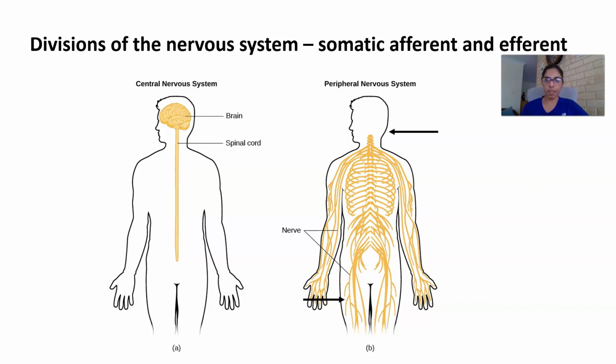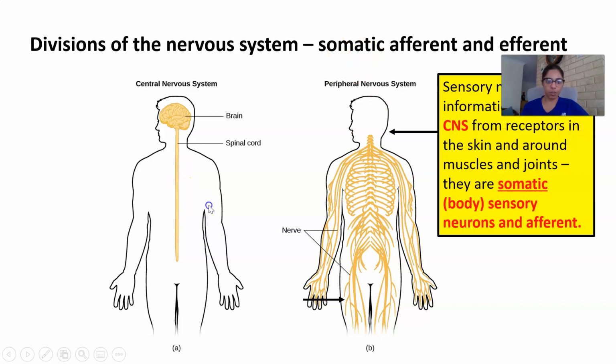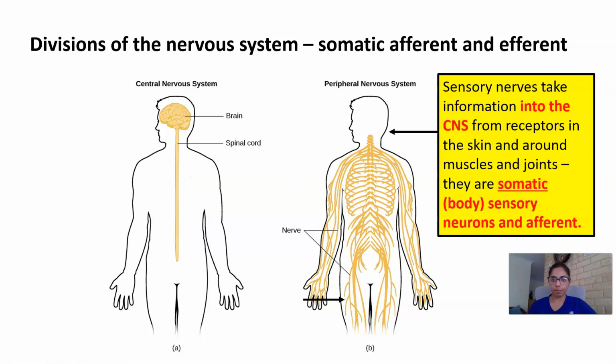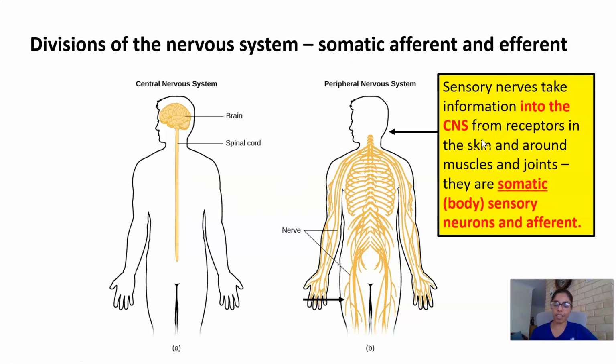We're going to be looking in this slide at the word somatic. So here we have sensory neurons which are taking information towards the CNS from receptors in the skin, possibly muscles and joints. So remember, sensory information is taken towards the brain so that we can integrate and find out what's going on. Okay, so a word that we associate with information traveling in this way is that it is somatic sensory neurons, and these are afferent neurons.